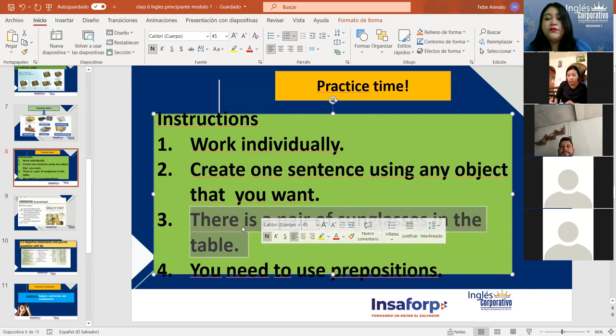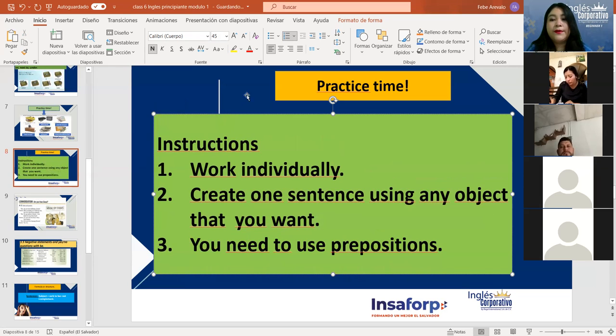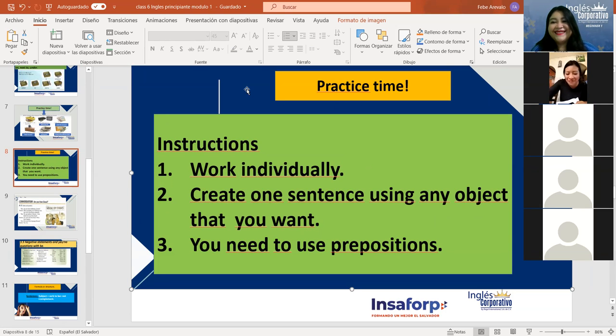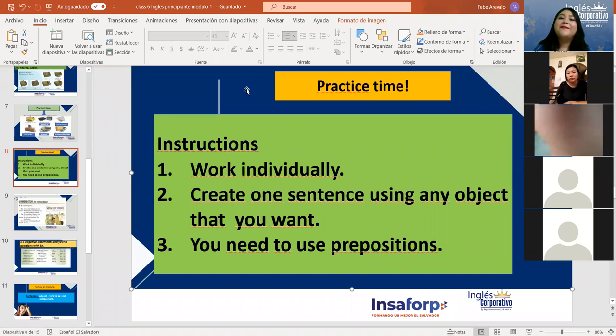Si tienen alguna pregunta sobre el uso de las prepositions of place, me dejan saber, por favor. Mayra, please, tell me your sentence. Your microphone. I forget. My notebook is under the cell phone. Excellent, very good. Excellent, that's correct. Let me have René Giron, your sentence. My cell phone is in my desk. All right, excellent. It's in my desk. Very good.